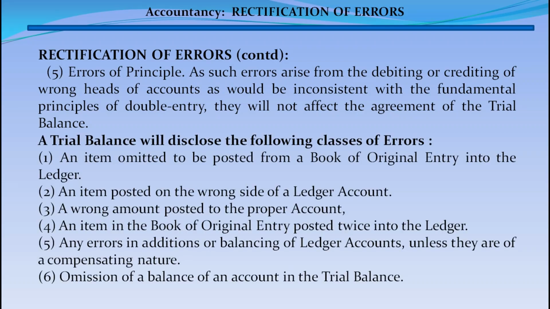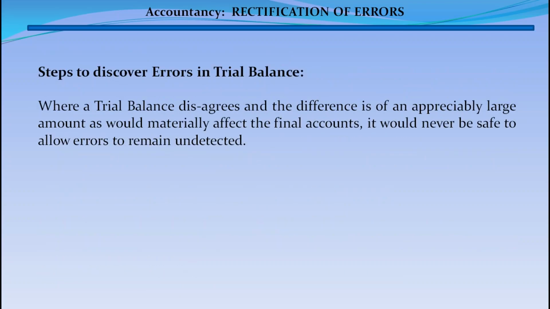The trial balance will disclose the following classes of errors. An item omitted to be posted from a book of original entry into the ledger. An item posted on wrong side of a ledger account. A wrong amount posted to the proper account. An item in the book of original entry posted twice into the ledger. Any errors in additions or balancing of ledger accounts unless they are of a compensating nature. Omission of a balance of an account in the trial balance.